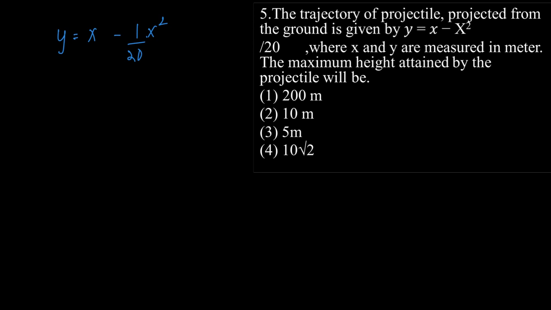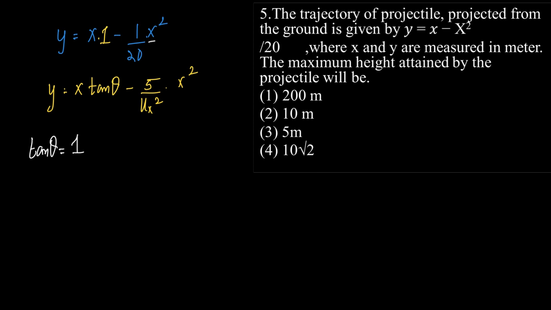Now comparing this with the standard equation of the trajectory of the projectile, we have y is equal to x tan theta minus 5 by ux square into x square, right? If you compare these two equations, what can we infer? The coefficient of x is 1 here, and the coefficient of x is tan theta, which means the coefficients should be equal, and therefore tan theta is equal to 1.